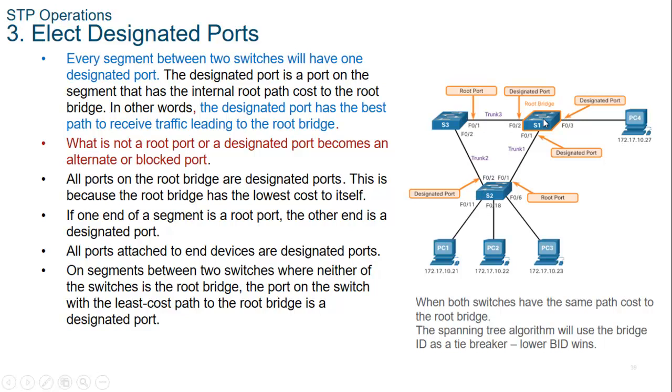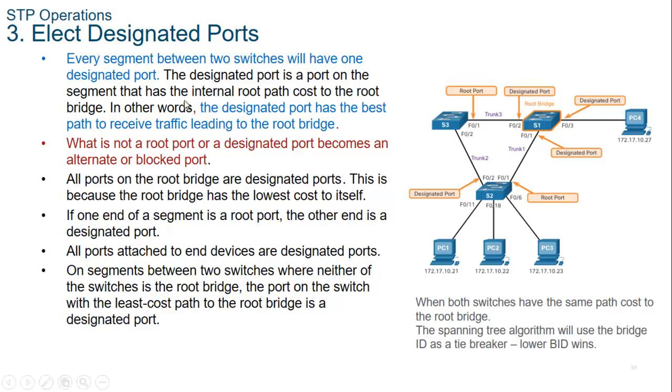Switch 1 is the root bridge. So every port is a designated port. If one end of a segment is a root port, the other end is the designated port. So this is one segment. This end is a root port, the other end is a designated port. This end is a root port, the other end is the designated port. Yes, of course, this port is also on the root, making it a designated port as well. But assume that if you have a larger topology, if one end is the root, the other end is a designated port.